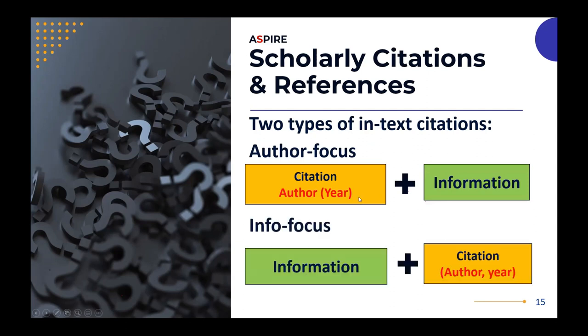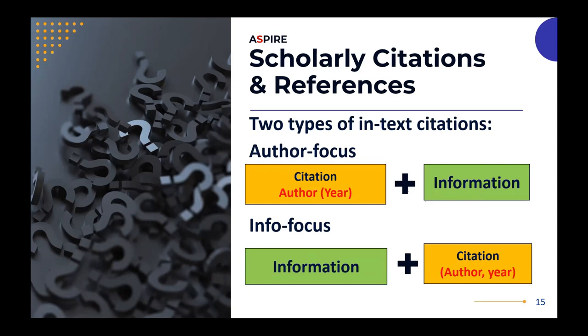There are two types of citation that we normally use. It's called author focus and info focus. Author focus means you have the author in front and then the information later. And info focus means information first, and then the citation comes later in the parenthesis or in the bracket. So there are two types. When to use author focus, when to use info focus? Go for info focus if you are prioritizing the information.